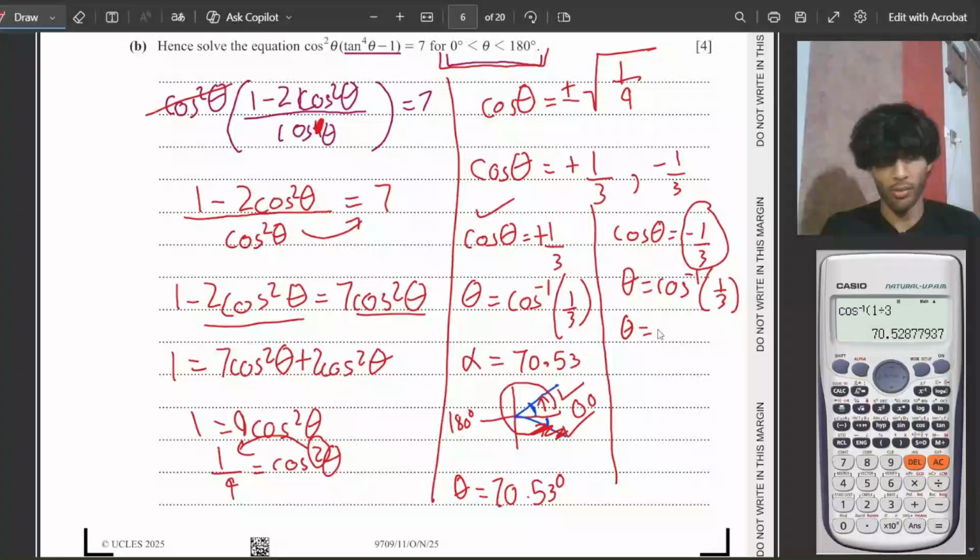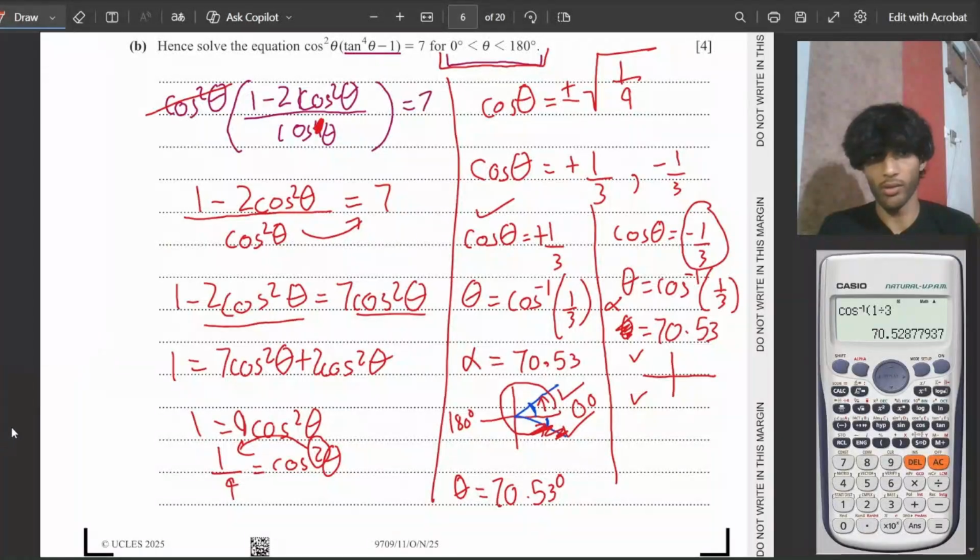So again, theta is going to be 70.53. And this is not the angle theta, this is the basic angle. And I have to put this basic angle in the negative quadrant. Now, cosine is negative in this sine quadrant, which is this one, and then in this tan quadrant.